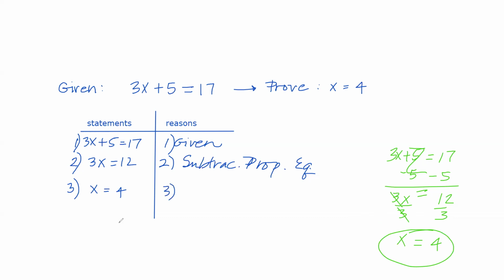And our reason is whatever we did over here. What did we do to get the 4? We divided by 3 on both sides. So the division property of equality is our last reason. And that's the proof, the algebraic proof.